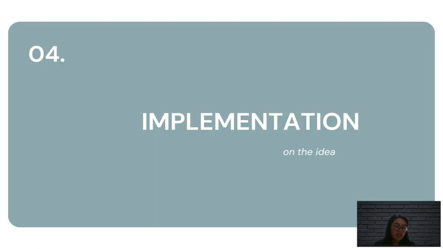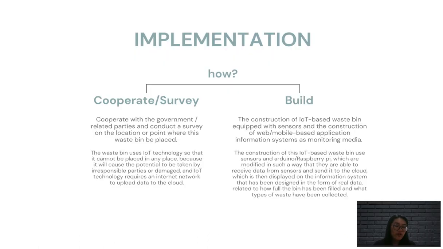Idea or solutions. How do we get this idea or solution implemented? There will be two stages that must be fulfilled in implementing this idea, which are first, cooperate with the government or related parties and conduct a survey on the location or point where this waste bin may be placed. The bin may use IoT technology so that it cannot be placed in any place because it will cause the potential to be taken by irresponsible parties or damaged.